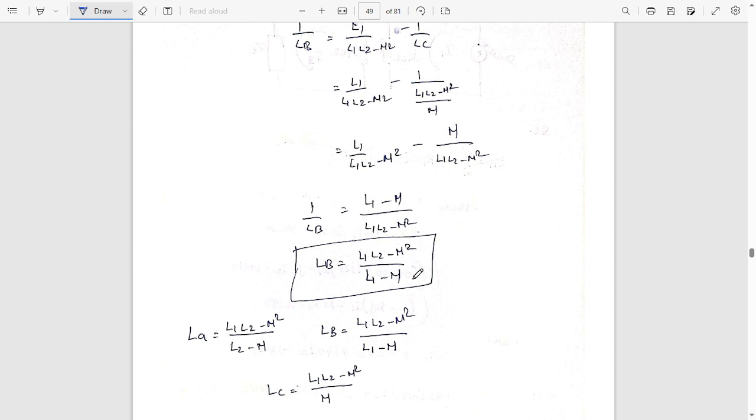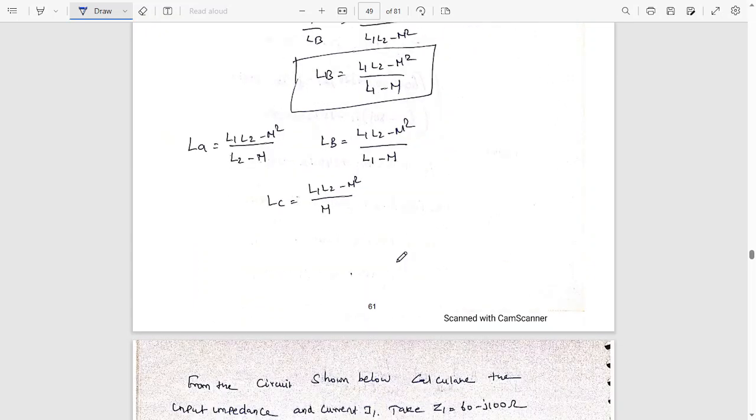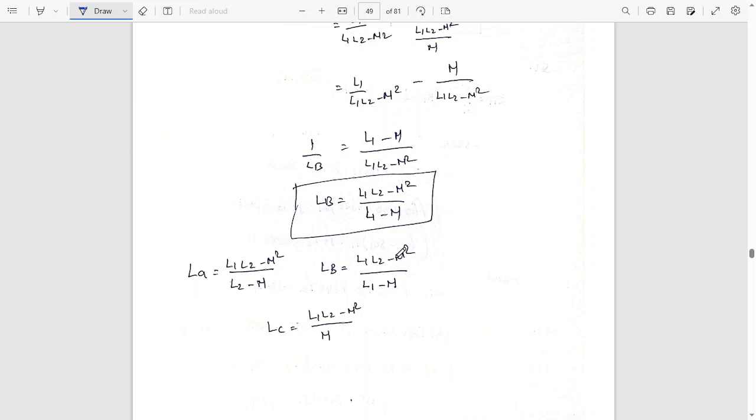Okay, we got all LA, LB and LC. If I know all the three things, I can simply draw the equivalent circuit. Okay, this is my linear transformer to pi or delta. Thank you.